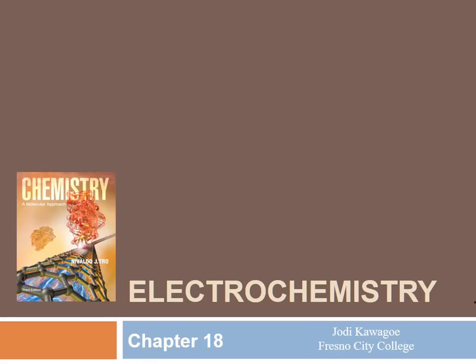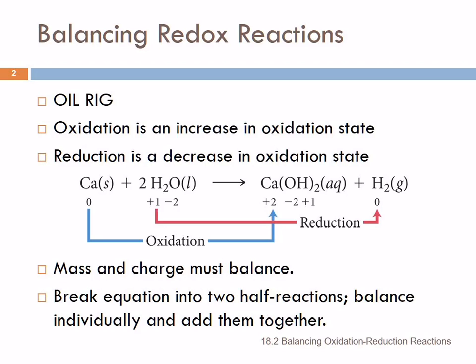Okay, this is a section from chapter 18, but we're going to cover this because it's in the course outline. So this is section 18.2, balancing oxidation-reduction reactions. We've talked about what oxidation-reduction reactions are.